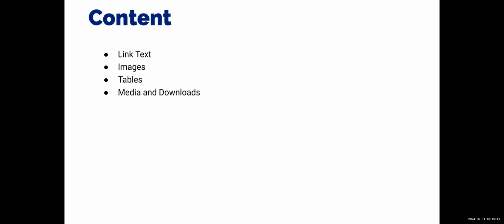For tables, make sure you're using proper headings. For media and downloads, you just need to create accessible media. And for video and audio, that might be captions, audio descriptions, text transcripts, or anything equivalent. We are going to provide resources on making YouTube videos accessible and making PDFs accessible as well.